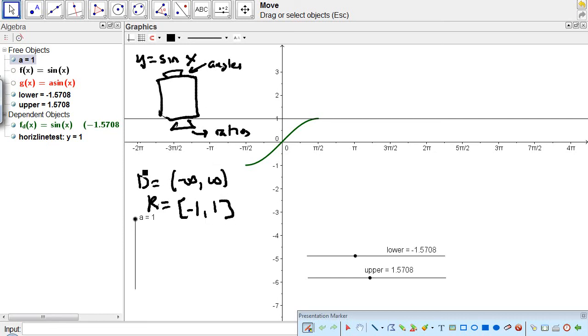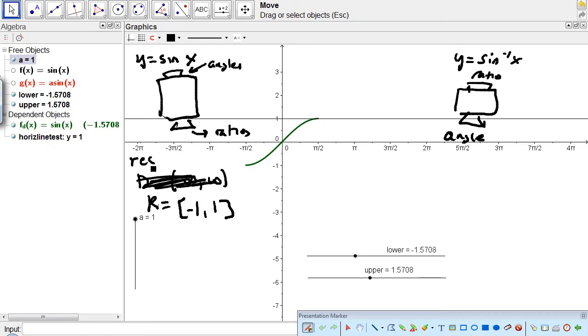Unfortunately, having my domain of all reals is not going to be useful because that would not allow my inverse to be a function. So in order to force it to produce only one angle given one ratio, I'm going to have to change this domain, or not really change it, but use a restricted domain going from -π/2 to π/2.